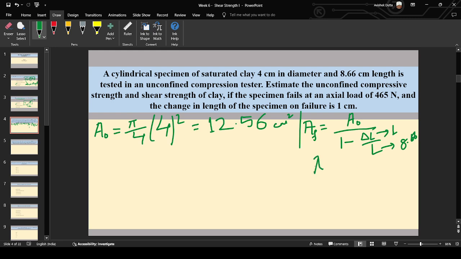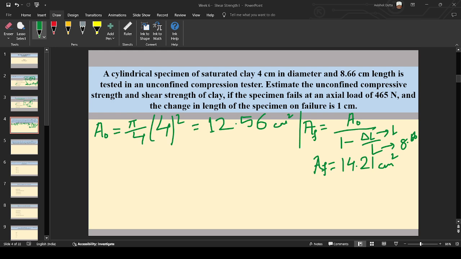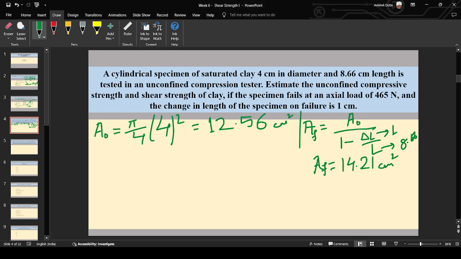So the final area after failure, or area at failure, using the same formula you can find out, you will get approximately equal to 14.21. Decimal places can vary as per your way of calculation, but you will get a value of around 14.19 to 14.21. Okay, this will be the value.